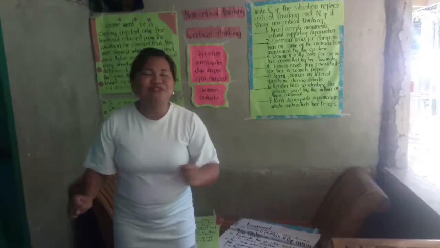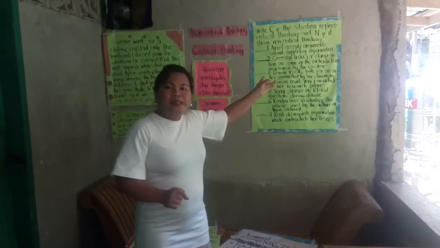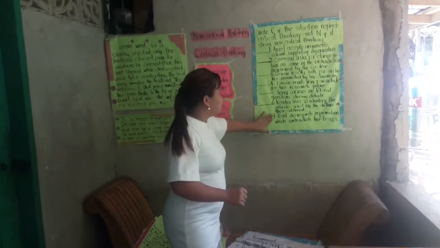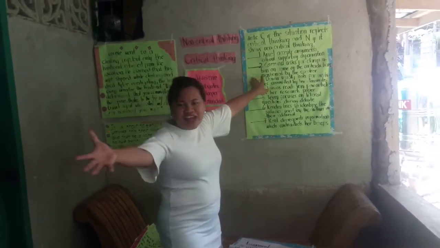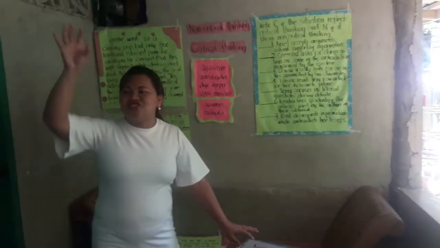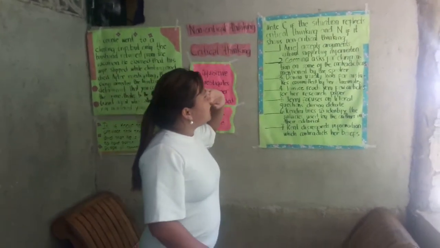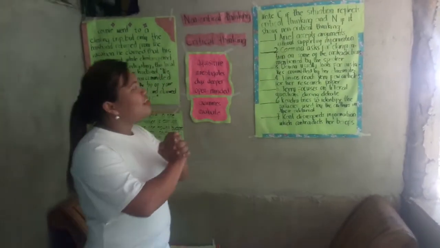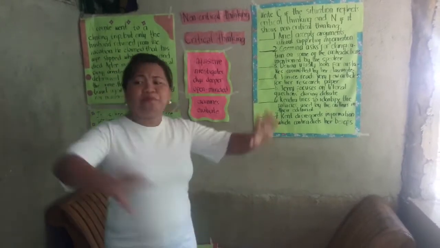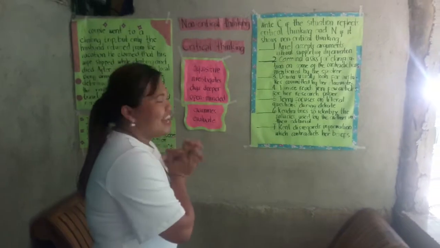Exchange your papers now. Make sure to follow what is numbering here, and we're going to check. Okay, for number 1, yes, Joseph. Okay, very good. It is letter N, non-critical thinking. Okay, very good. Got the perfect score. Everybody seems to have the perfect score. It's nice to know that.